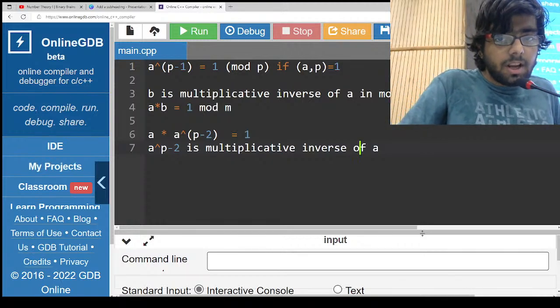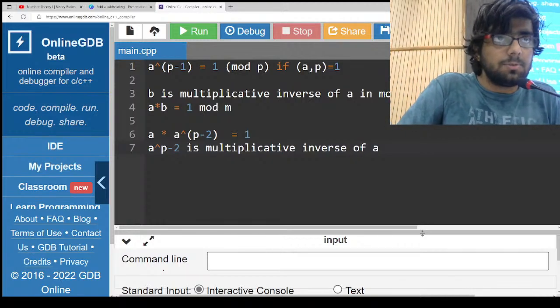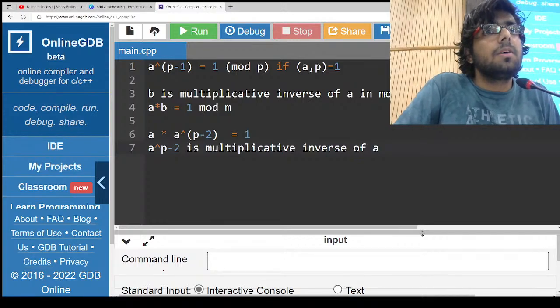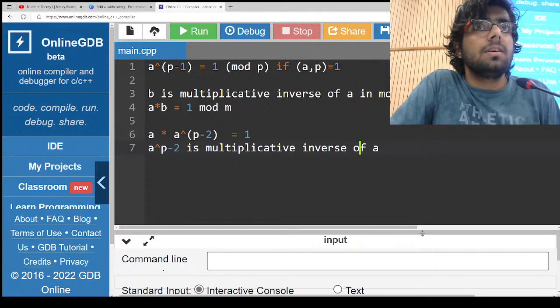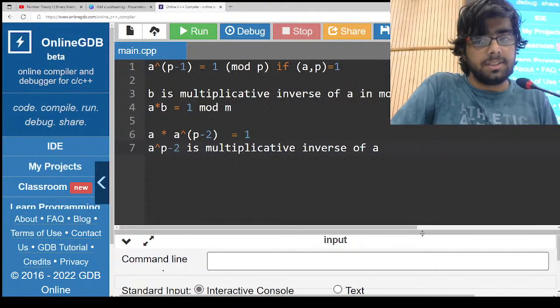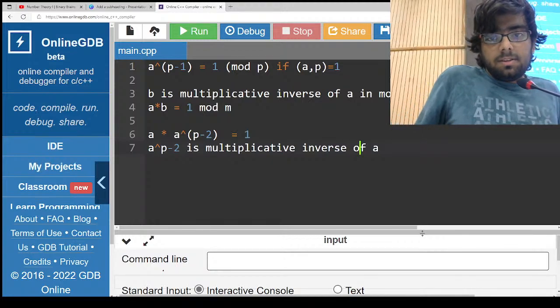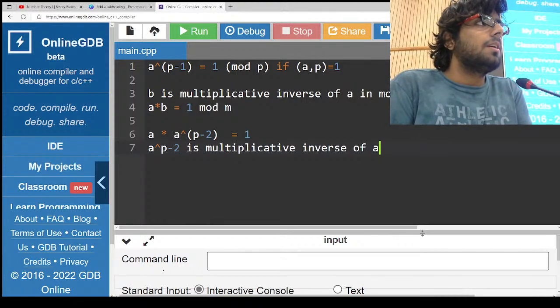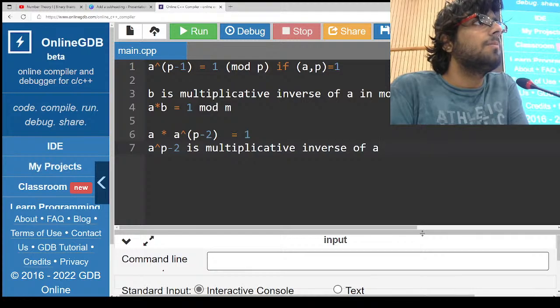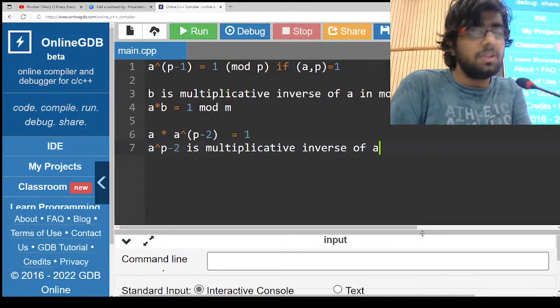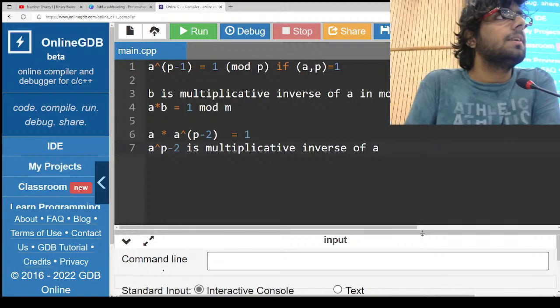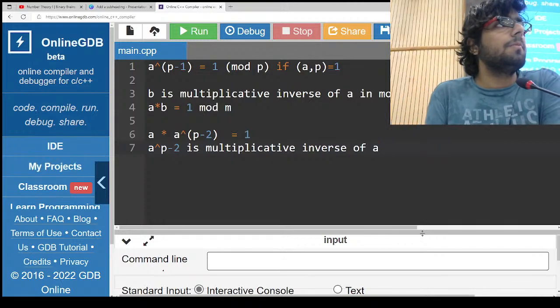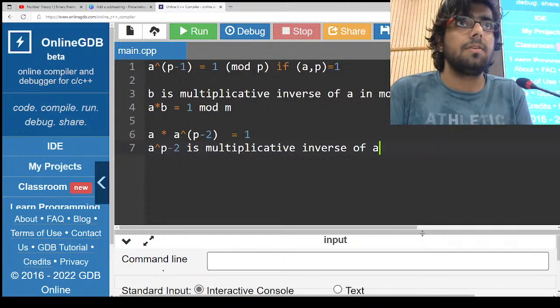For calculating a power p minus 2, we just use the binary exponentiation method if p is large enough. Many times p is given as 10 power 9 plus 7, so we use this relation. If we can find the modular inverse of a, we have many uses, like calculating nCr and nPr. It's quite difficult to divide by r factorial and n minus r factorial, but through this we can do it easily. Simply we power it by p minus 2 and it becomes the inverse of itself.